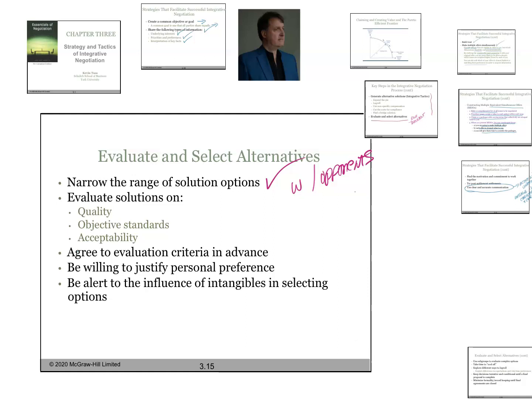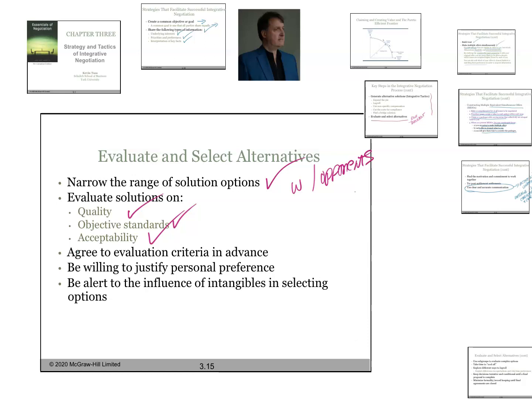You'll have your own dialogue internally or with your own team, but in order to reach an agreement, you need to figure out what that range of solutions might be. You need to evaluate them based on their quality, of course, any kind of objective standards that you have set up with your own team or with your opponent, and the level of acceptability of each of those solutions for the issues. And you will have your own level of acceptability, your own quality associated with that acceptability, and so will your opponent.